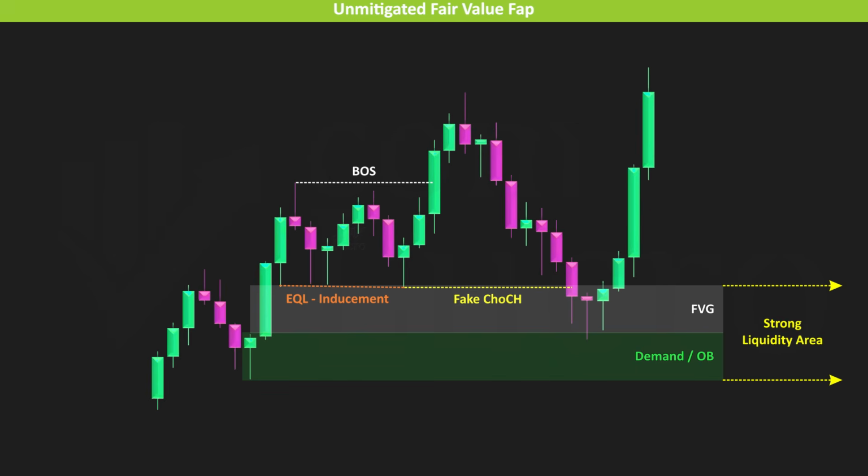The key takeaway is to always check the left side of the chart for unfilled fair value gaps. This will help you distinguish between a move that is only filling an imbalance and a move that represents a genuine shift in market sentiment. By understanding this difference, you can avoid false signals and stay aligned with the overall market structure.